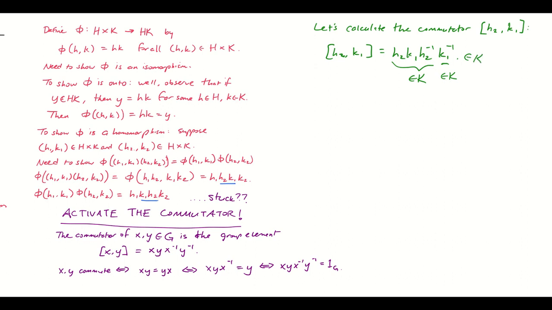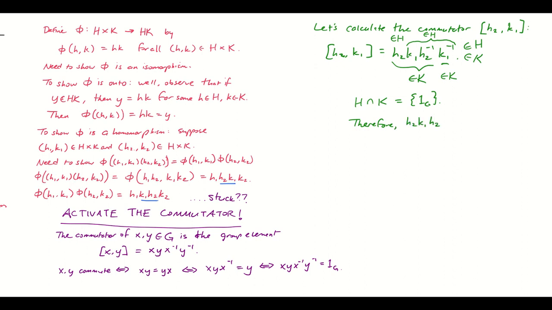But then again, at the same time, what we have here is a conjugate of an element of H. H is normal. If we conjugate it with something in G, we still get an element of H. So that is an H. And of course, H2 is in H. So this commutator is also in H. Okay, wait a minute. This commutator is an element of G that belongs to H and belongs to K. So it's in the intersection of H and K. But the intersection of H and K was the identity.